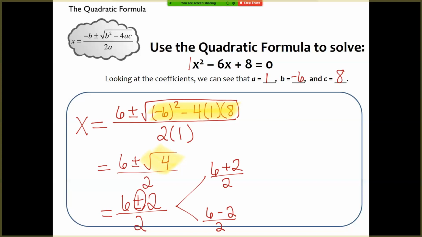So 6 plus 2 is 8, divided by 2 is 4. So there's one answer. The second one, 6 minus 2 is 4, divided by 2 is 2. So here we have two answers, positive 4 and positive 2.